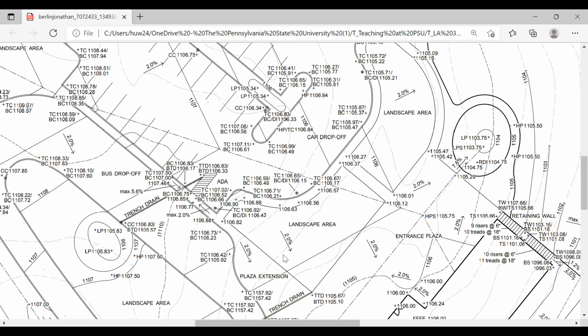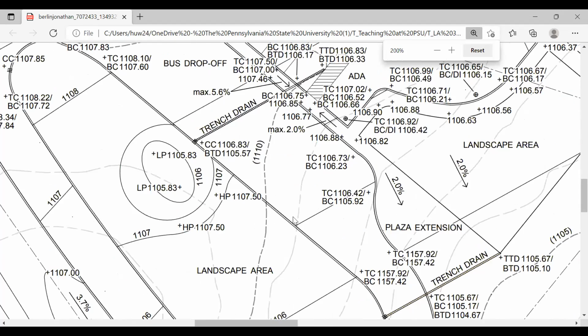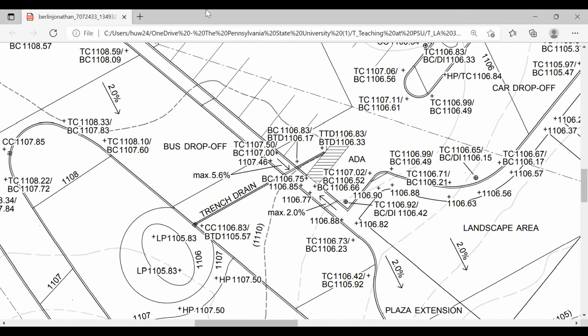Oh, okay. Well, I'm not exactly sure where 107 should be here, but this is below 107. Okay. I'm not exactly sure what to do with that. All right. So that should be 107 on the top of the curb.